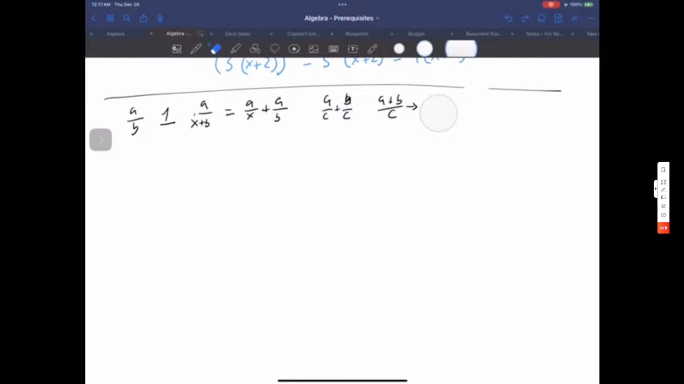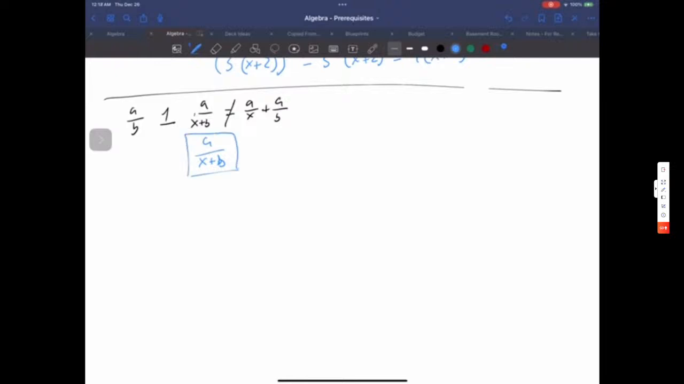But you cannot do that with this one. This is incorrect. And the reason is because we can't split out denominators. You just leave it as this. There's nothing to be done. This is in its simplest form.